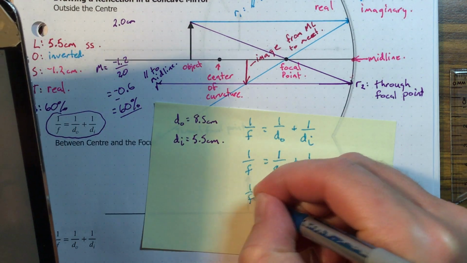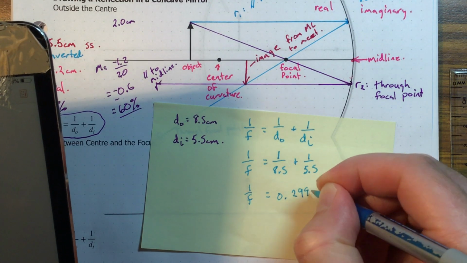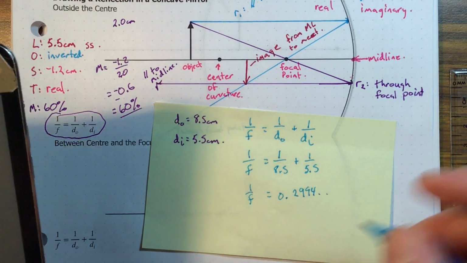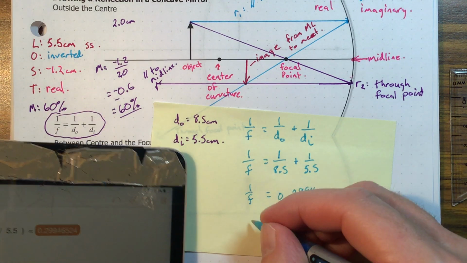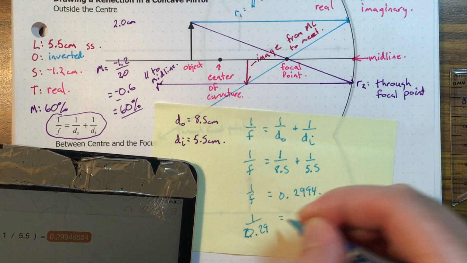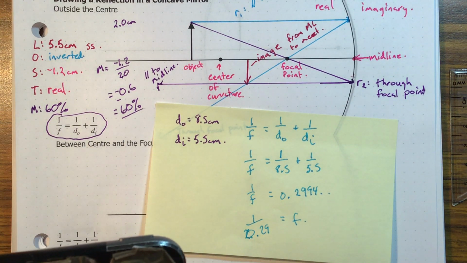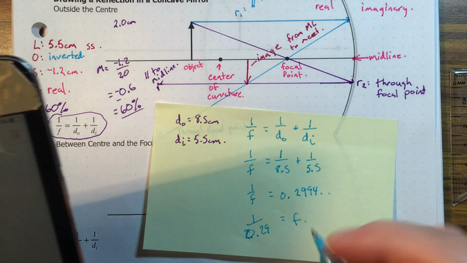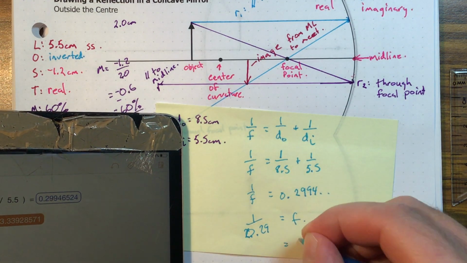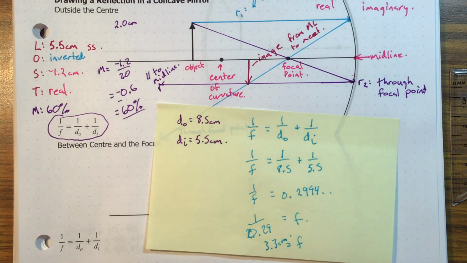So 1 over f is equal to 0.2994, etc. Now to solve this, I just swap this. 1 over 0.29 dot dot dot is equal to f. So I do 1 divided by my answer. I get 3.3. This means my focal point should be 3.3 centimeters away from my mirror.